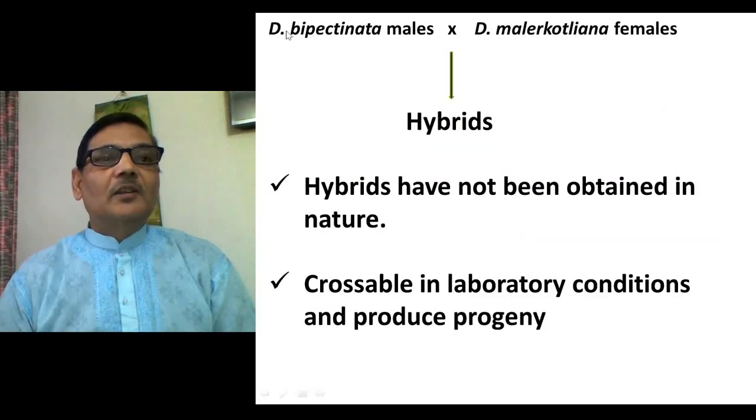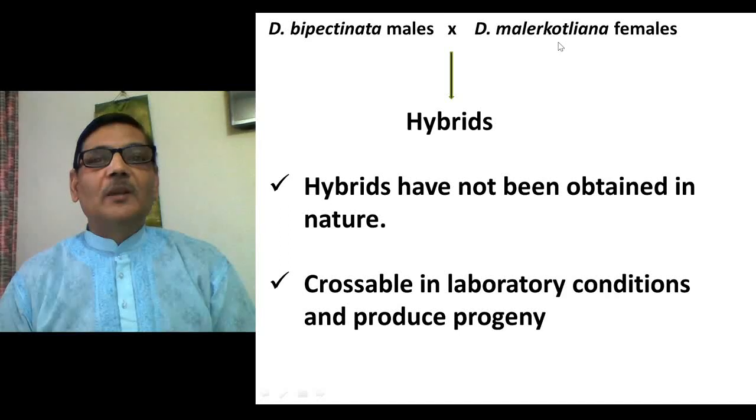Now here, with the two species, you can take bipectinata male flies and put them with the virgin flies of malerkotliana. So if these two are put together, male of one species and female of another species, but this female has to be virgin, you have to collect this female from the stock of malerkotliana, then you can get the hybrids.